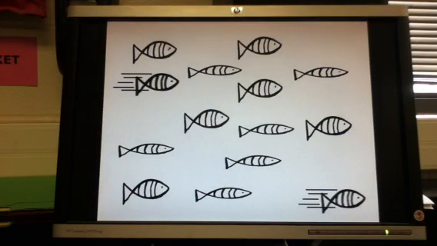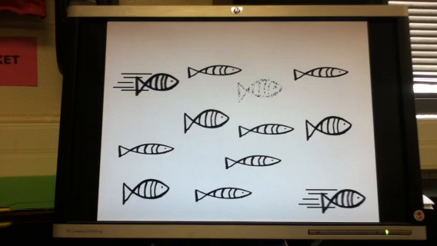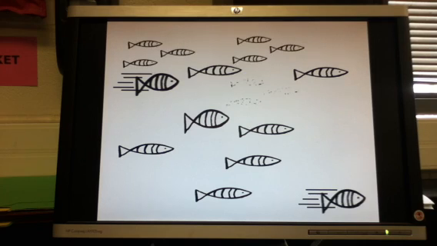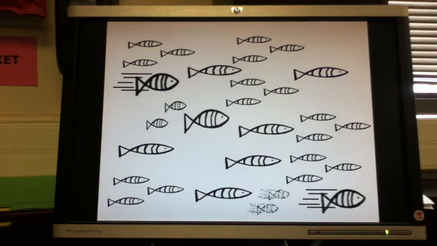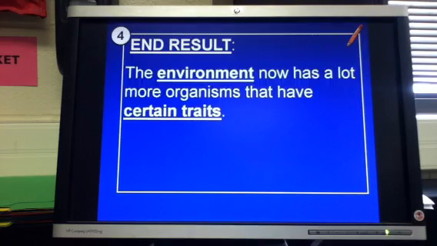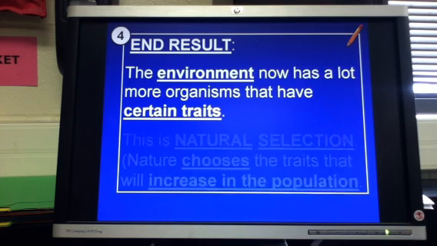So you see in this picture here, we have both the skinny fish and the bigger fish. Notice that the bigger fish is dying out because for whatever reason it is not suited for the environment. So it's not going to be able to reproduce. We see the skinny fish is able to reproduce because it's living longer in that environment. The bigger fish will be able to do some reproduction, but notice that they don't produce as many offspring as the skinny fish does. The end result, the environment now has a lot more organisms that have that certain trait.